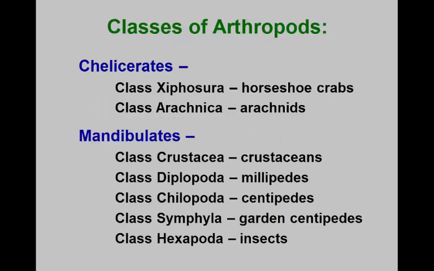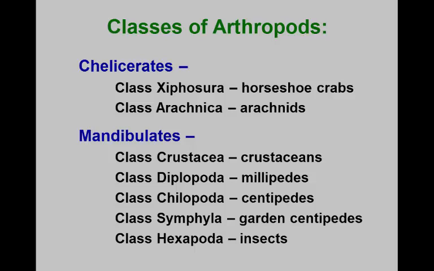Now here are some of the classes. We'll talk about some of these classes. We'll see these in the laboratory. We've got examples of these, and we've got videos of a lot of these. We'll take a look at them in the laboratory next week. But when it comes to the chelicerates, by the way, there are more classes of chelicerates, but these are the only two. Many of the classes are, again, extinct.